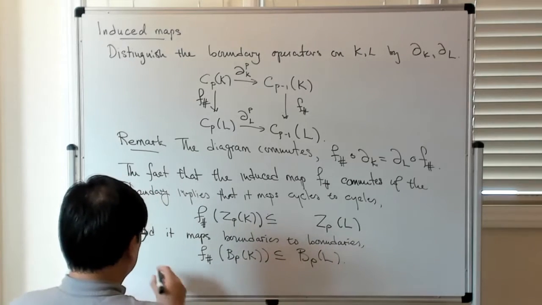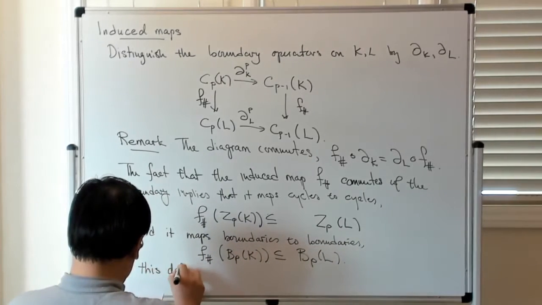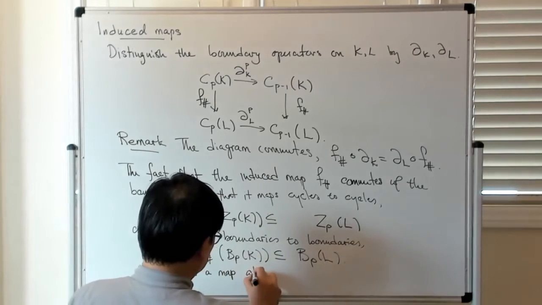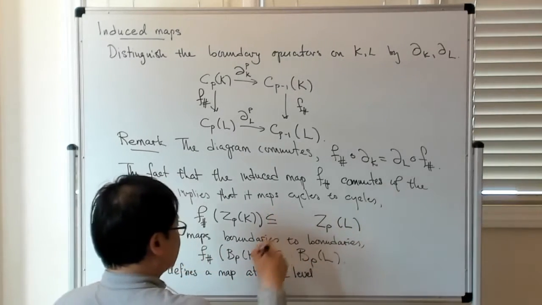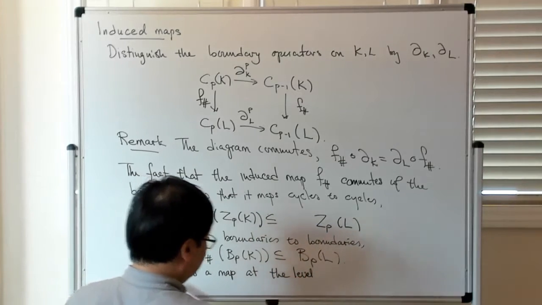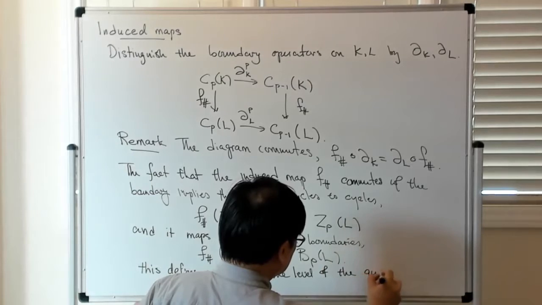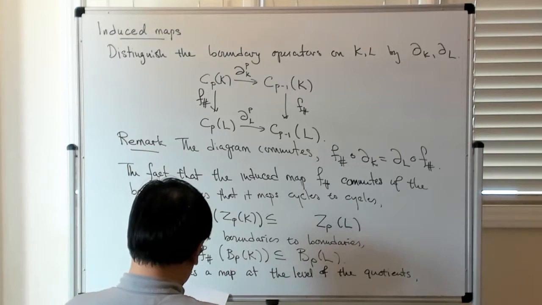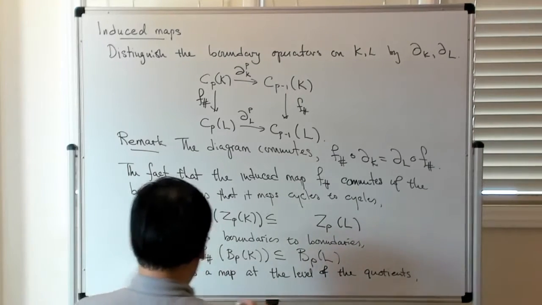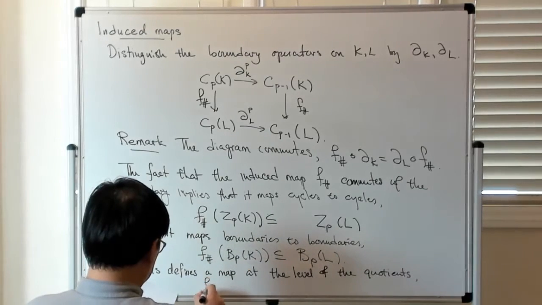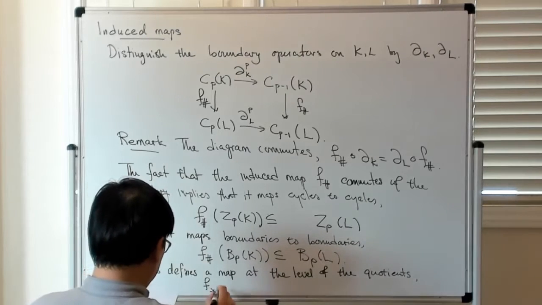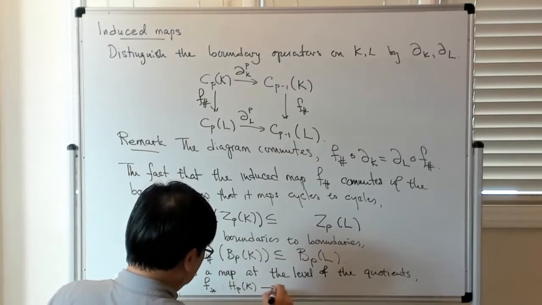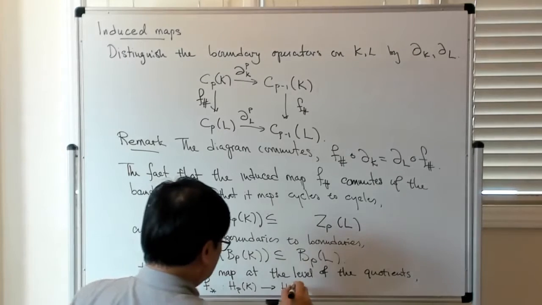Okay, so this defines a map at the level of the quotients. And of course, the quotients of the cycles by the boundaries are exactly the homology groups. So I'm going to call that F star. This is the induced map, which maps the homology group of the complex K to the corresponding homology group, of the same dimension, on L.